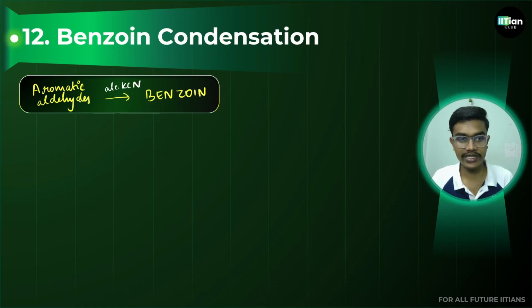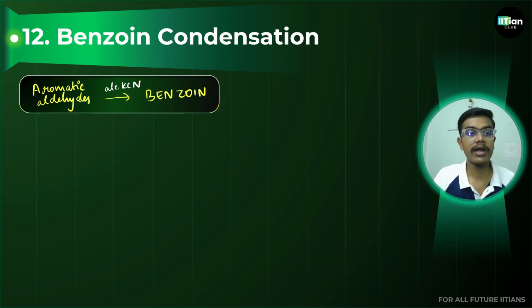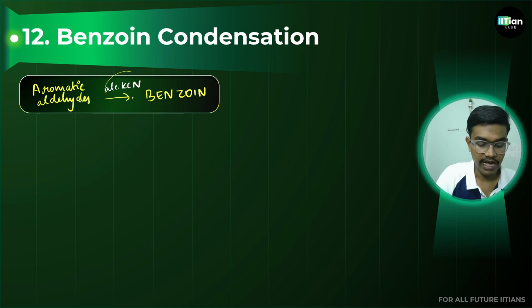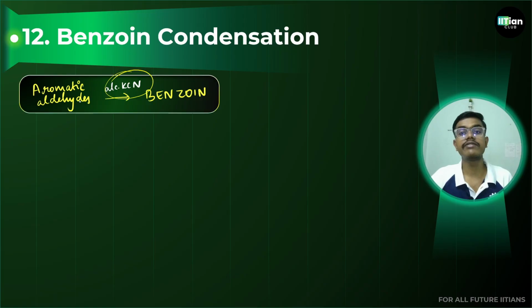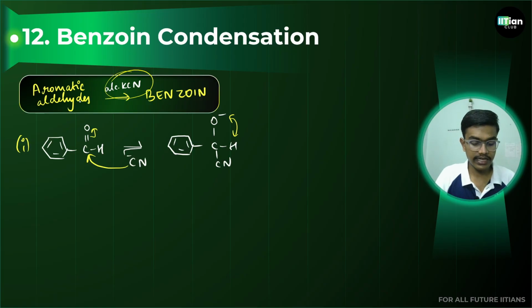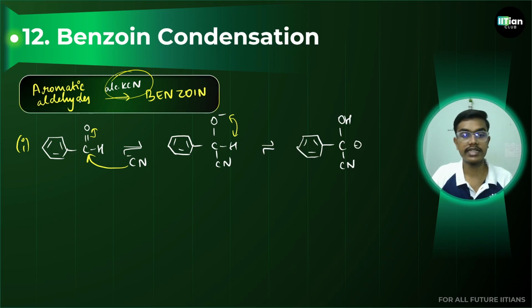Next, we have benzoin condensation. In this, aromatic aldehydes in the presence of alcoholic KCN are converted to benzoin. You can see what benzoin is later. Here you see there is an aromatic aldehyde over here, and in the presence of cyanide, CN minus is attacking this carbon and you are forming a compound like this. Then there is an interchange of this charge and hydrogen taking place and you are getting a compound like this.